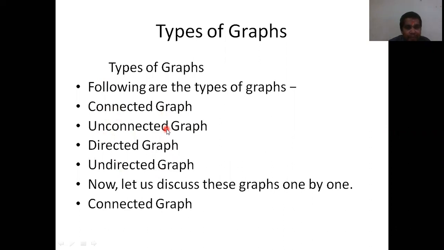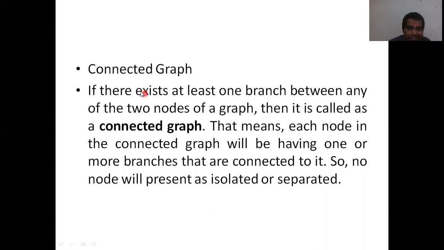When you convert a network into a graph, we can have four types of graphs. One is connected graph, another is unconnected graph, then directed graph, then undirected graph. Right, so we see them one by one. So what is a connected graph? If there exists at least one branch between any two nodes of a graph, then it is called a connected graph. It means that each node in the connected graph will have one or more branches connected to it. So no node will be isolated.